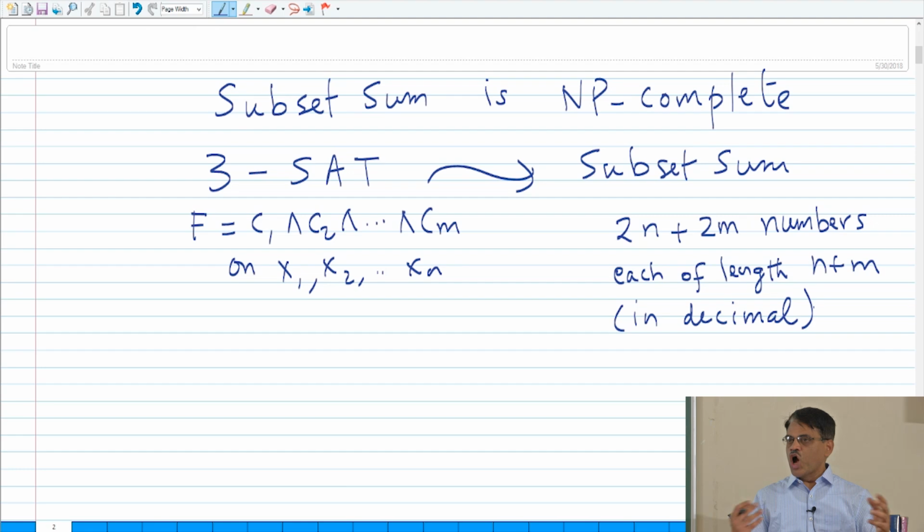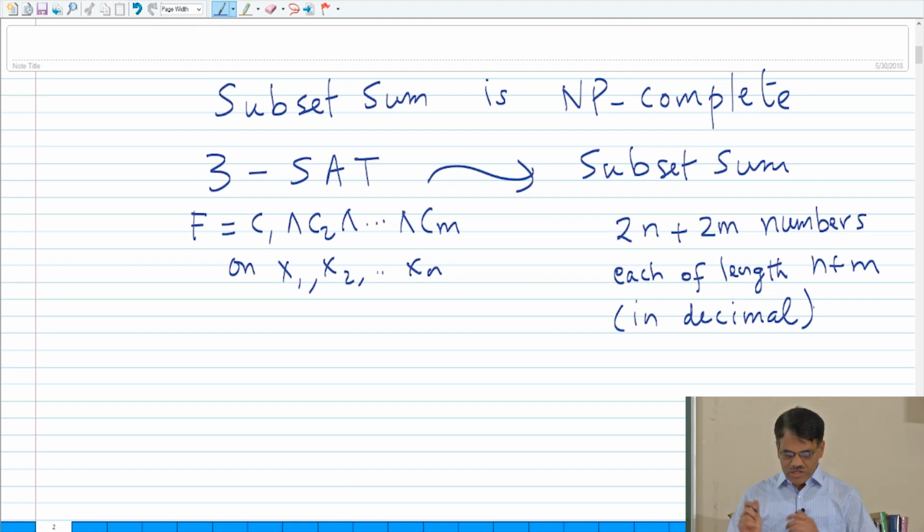So, there is a constant multiple, that is the whole point. Whether I write the number in decimal or binary, it does not matter. Writing it in unary matters, that is a problem. If you write it in binary or ternary or decimal, there is a constant factor multiple in the length.